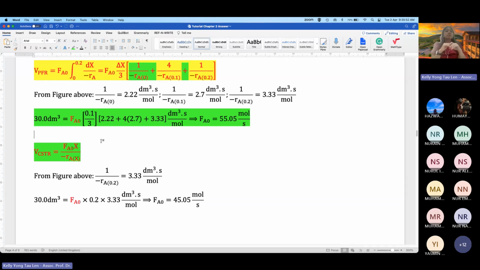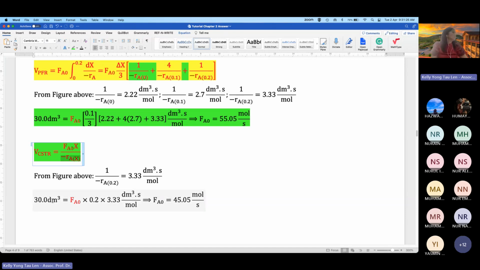So in this question, let us check. We have the variable of volume of CSTR, which is already given as 30 dm cube. On the right hand side, I have FA naught, which I want to find. X is the conversion, which I already know, 0.2, and minus RA at my conversion I can find from the Levenspiel plot, which means it's a known variable. So in this question, I only have one unknown, which is FA naught. So this is definitely solvable. Let us do it one by one.